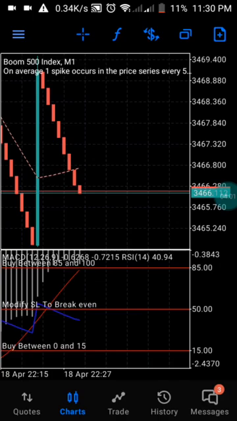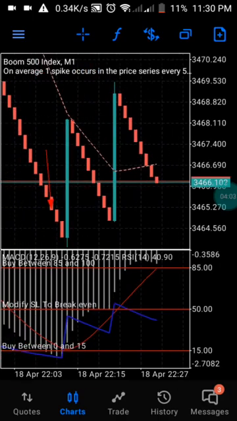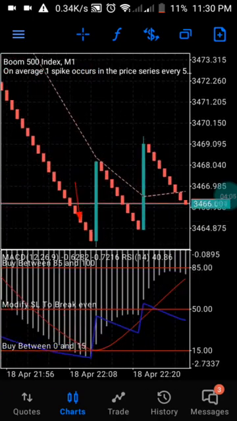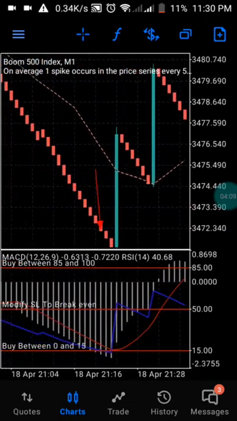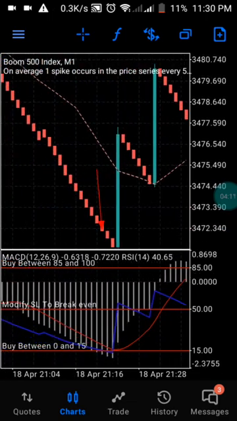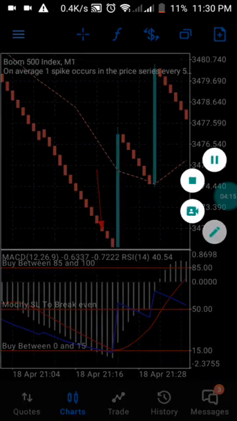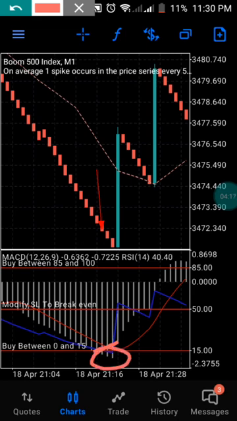Let me show you exactly how it's working on Boom 500. These spikes are very small spikes, so you don't need to worry about that. But what you just need to catch is a real spike, guys. So you see now, the same thing happens here. The histogram went below the 15 level, and what do you see next? You can enter from this level. Anytime you see the histogram move below the 15 level, you can enter, guys.